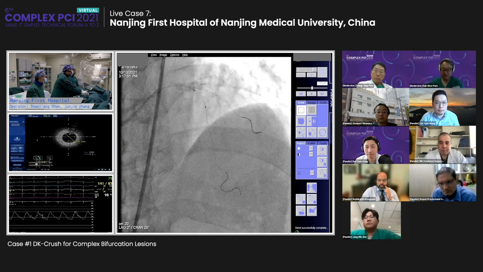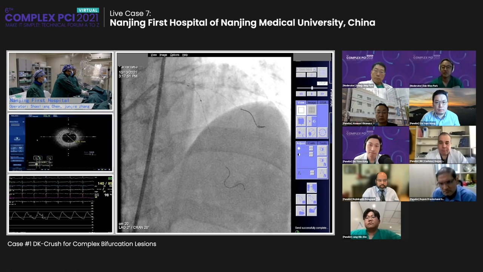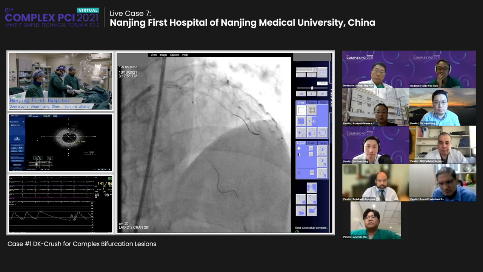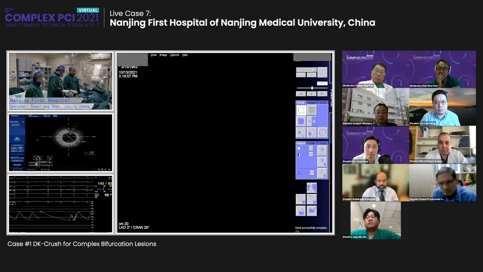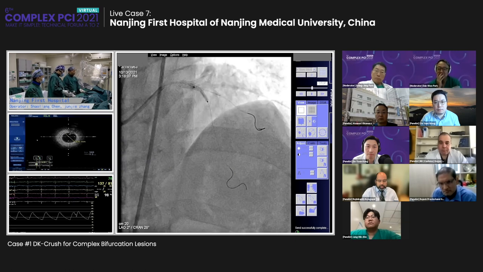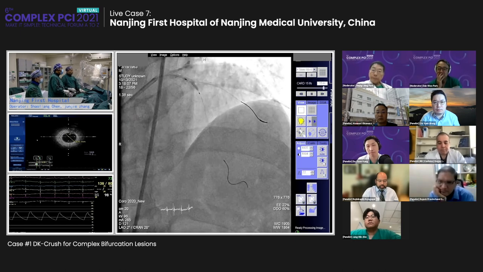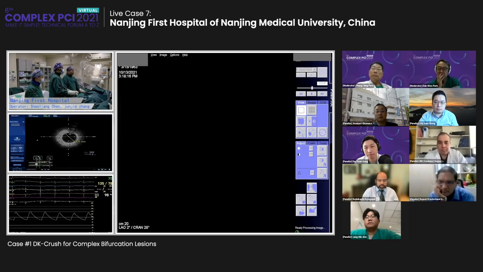I think it's a good size for distal LAD, but it should be very small for the proximal LAD inflation. Okay, inflation by 9. So, during the balloon inflation, I did not remove the diagonal wire down.